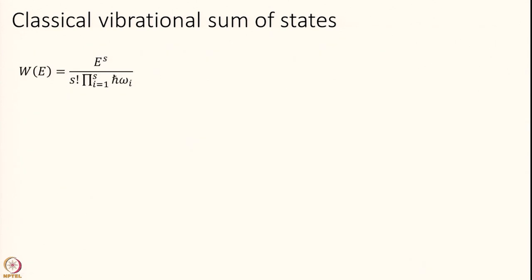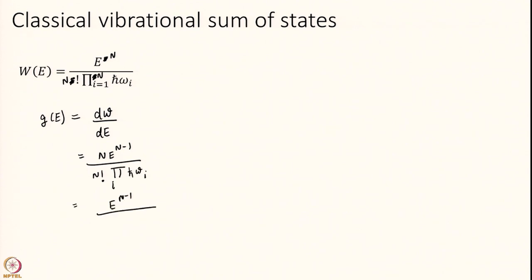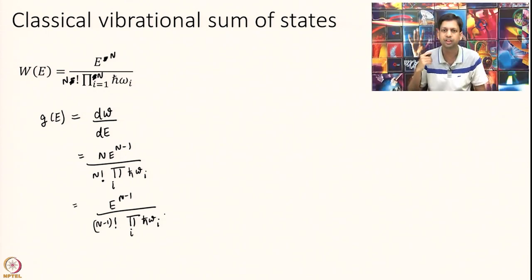While I am at it, oh, I forgot I have put s here instead of n. I have been using n so far. So, let me just, in my practice, I was using s. Okay. While I am at it, let me also just provide you what g of e will be. G of e is nothing but dW over dE. This we will need in the next module. So, I am just doing it right now. So, just an extra fact for you that we will use in the next module.